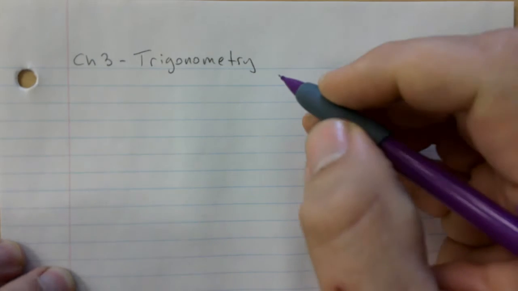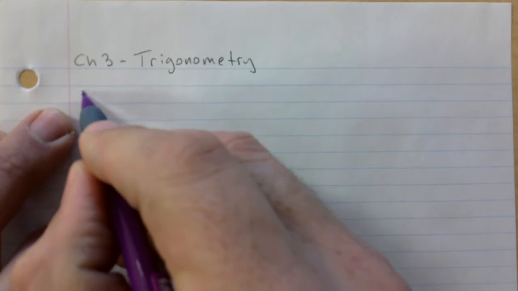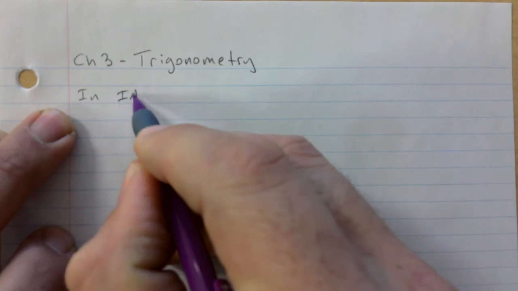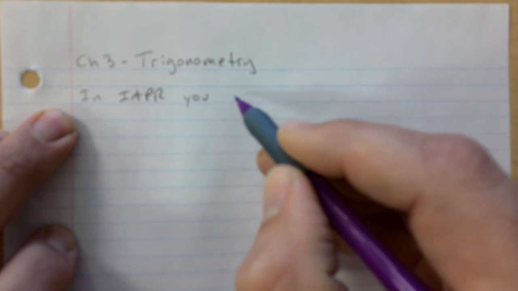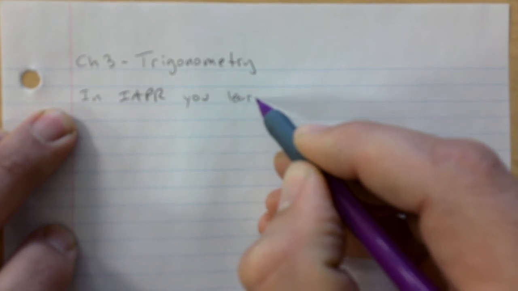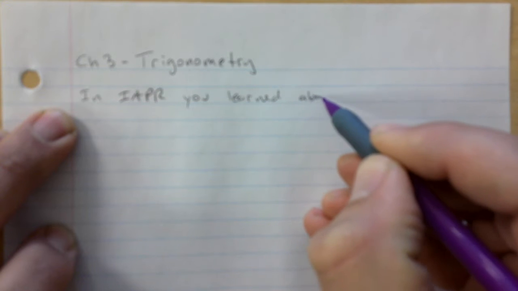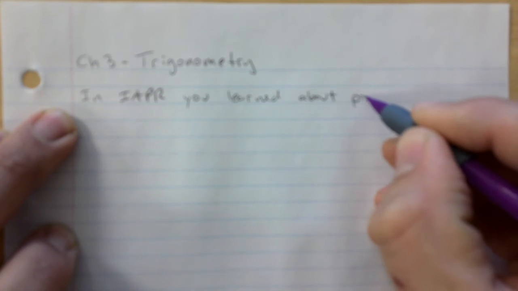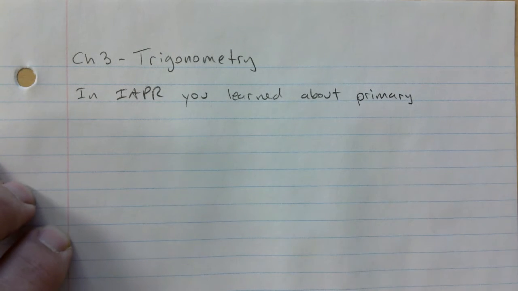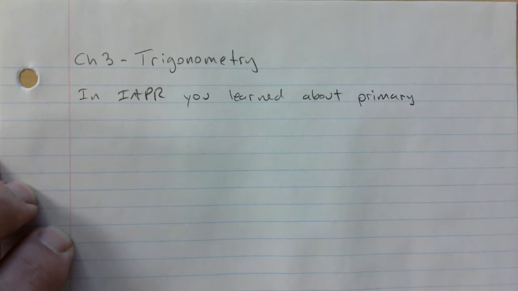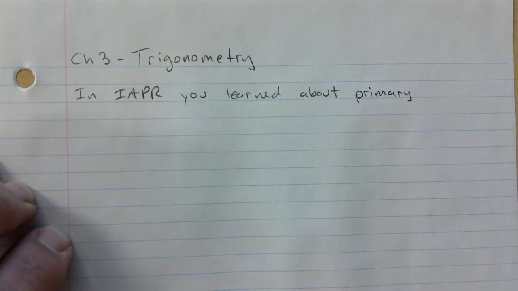Okay, so trigonometry in IAPR. Oh, okay, hold on. I know why. There's a constant focus and there's a static focus. So now it's static. Now it should stay.